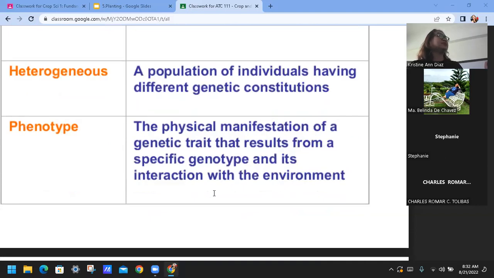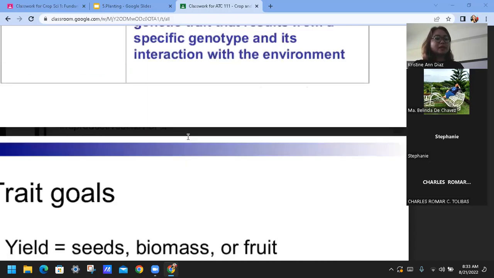So genotype is the genetic constitution, but the phenotype is the physical manifestation of the genetic trait. This is what we already see. For example, you have narrow eyes, but you can even carry the genes for big eyes. So, narrow eyes or big eyes.